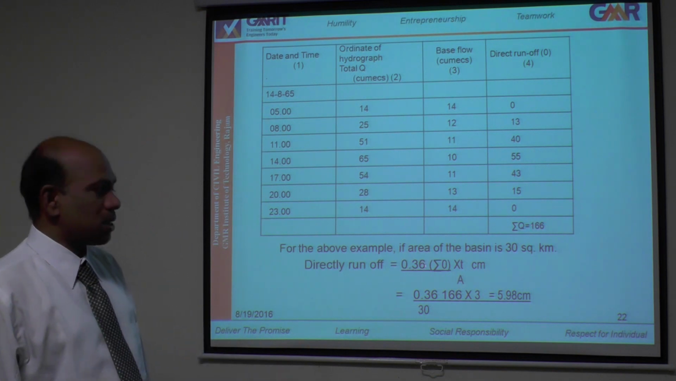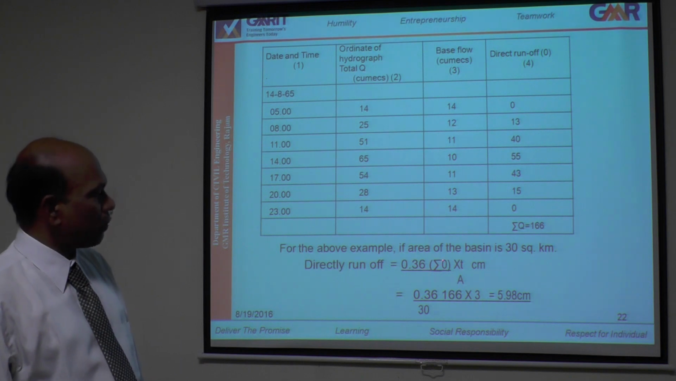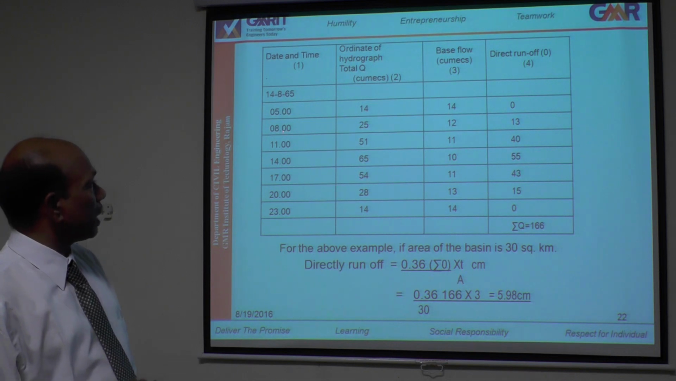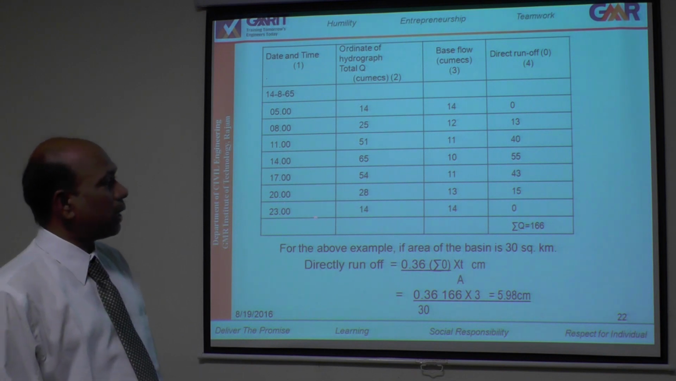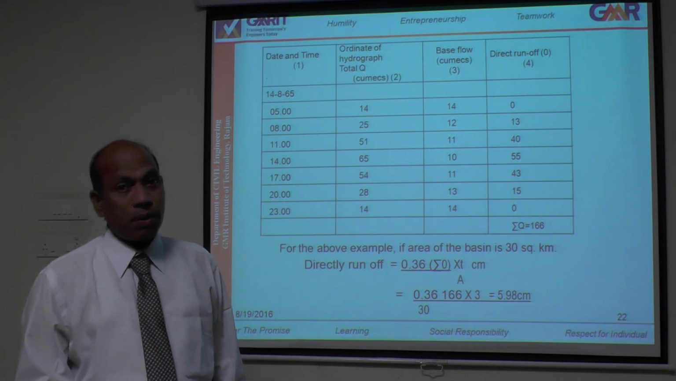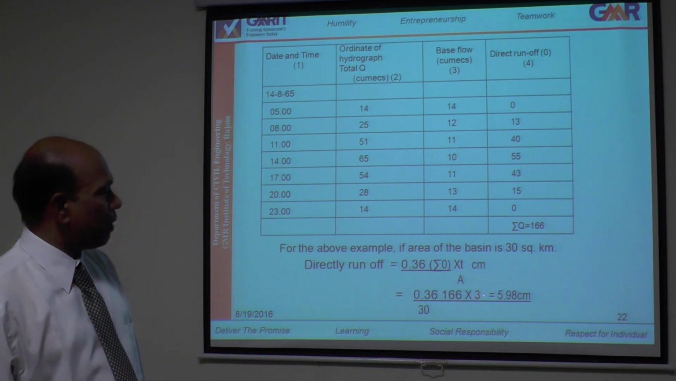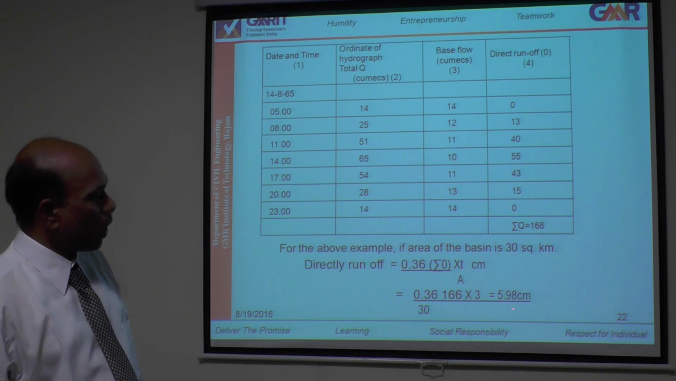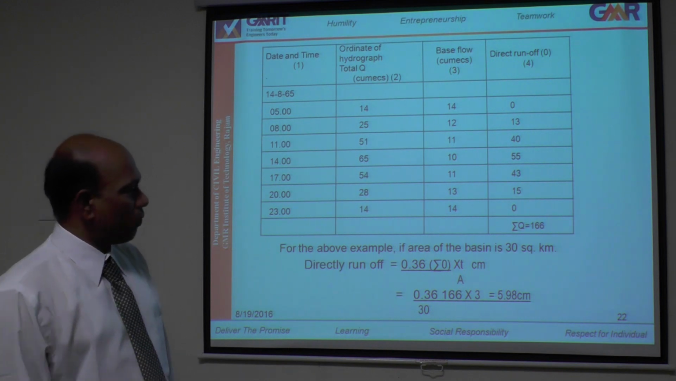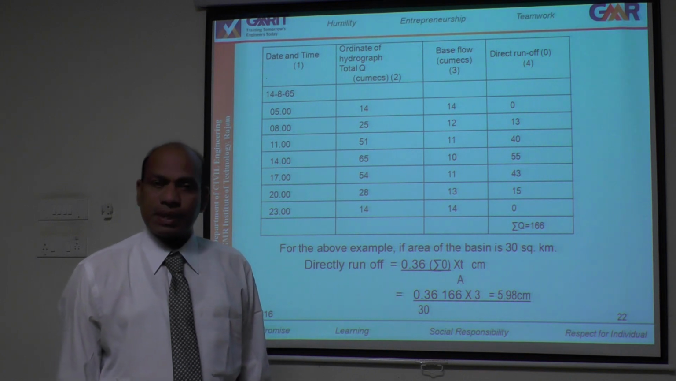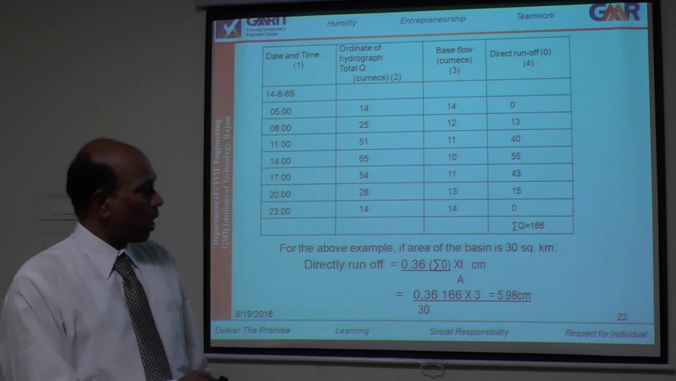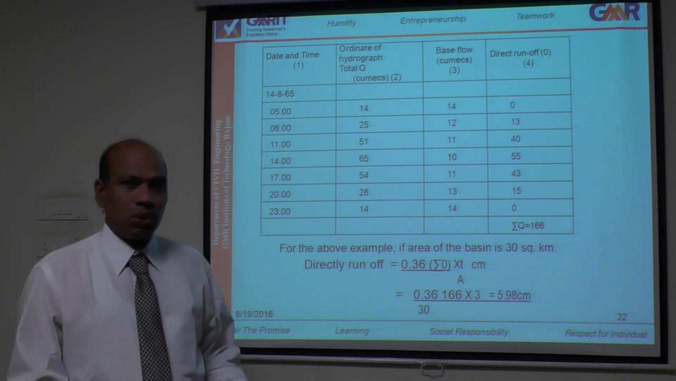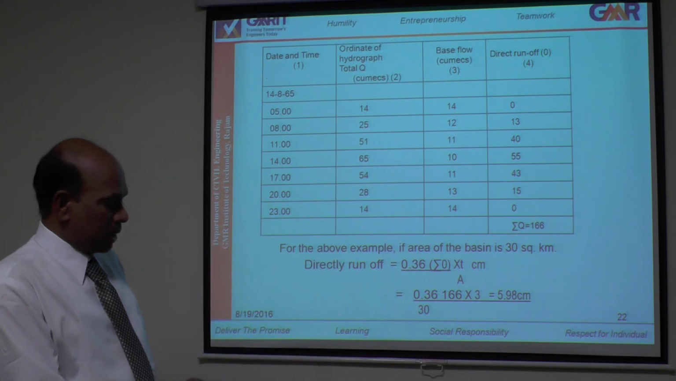Then 0.36, this is the formula. Here, the sum of the direct runoff ordinates 166 times the time interval of 3 hours. The time interval should be constant for the entire span. That is also very, very important. Here the time interval is 3 hours and the catchment area is 30 square kilometers. Then finally we have the direct runoff depth equal to 5.98 centimeters. So this is the way to calculate the direct runoff depth. Direct runoff depth should be expressed in centimeters.